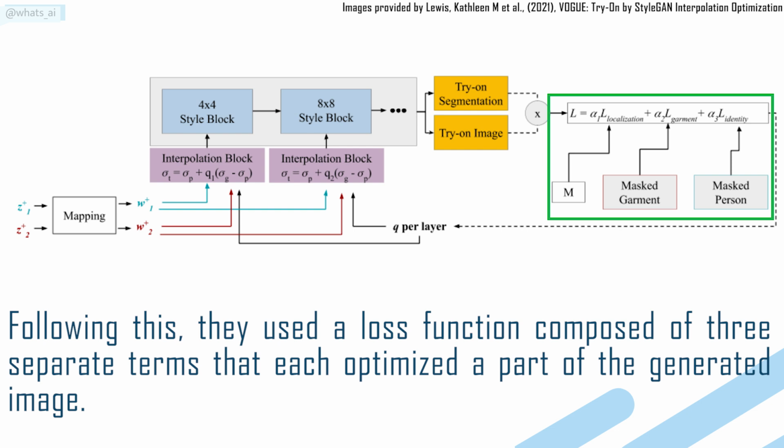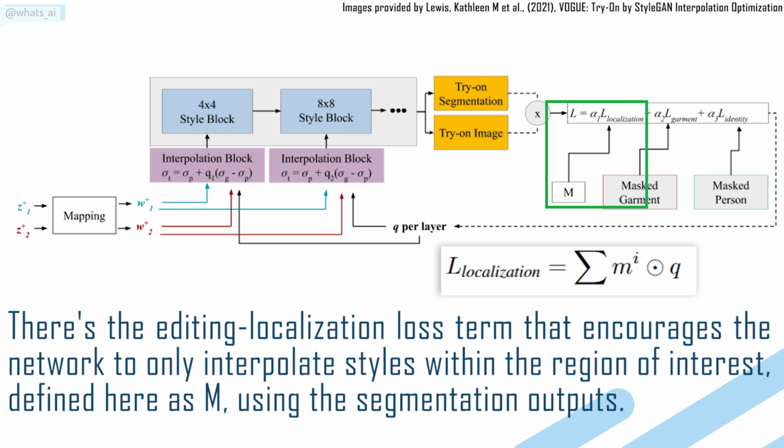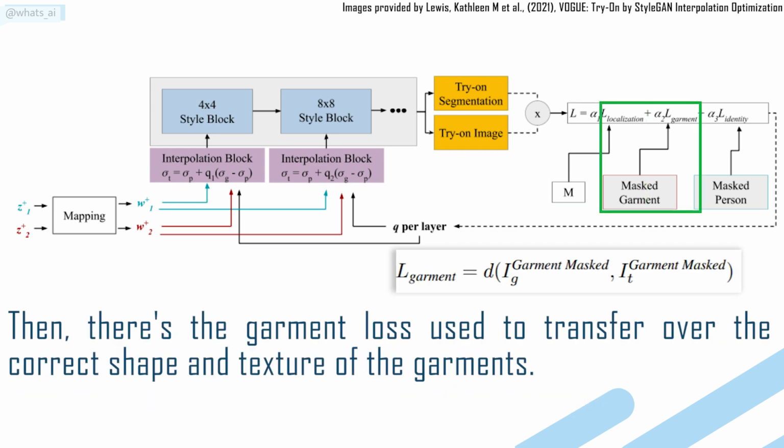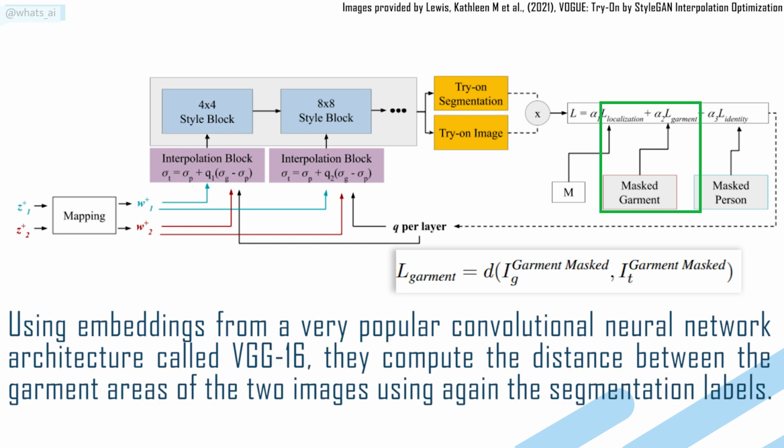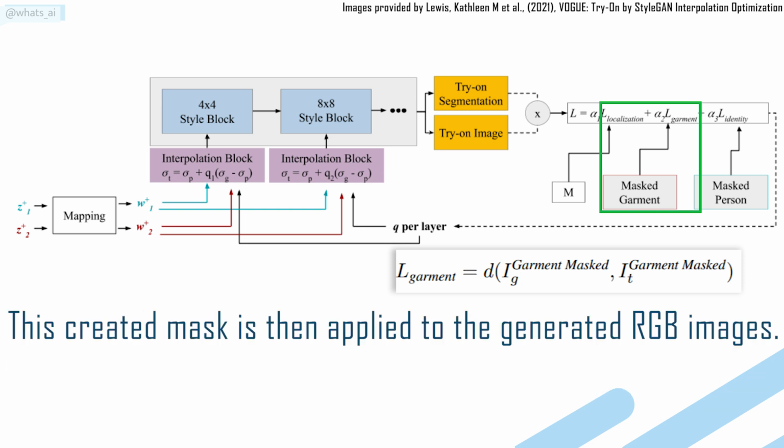Following this, they used a loss function composed of three separate terms that each optimized a part of the generated image. There's the localization loss term that encourages the network to only interpolate styles within the region of interest, defined here as M, using the segmentation outputs. Then, there's the garment loss, used to transfer over the correct shape and texture of the garments. Using embeddings from a very popular convolutional neural network architecture called VGG16, they compute the distance between the garment areas of the two images using again the segmentation labels. This created mask is then applied to the generated RGB images.